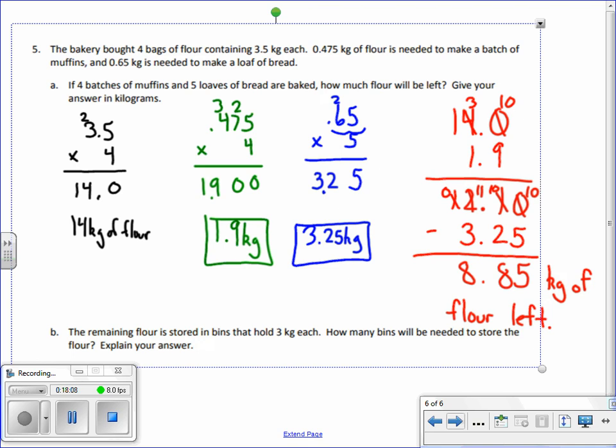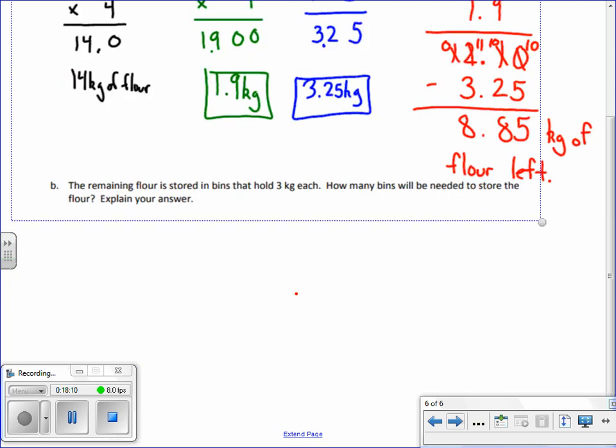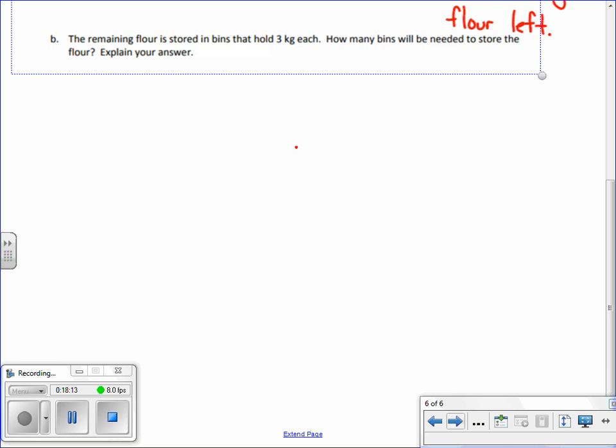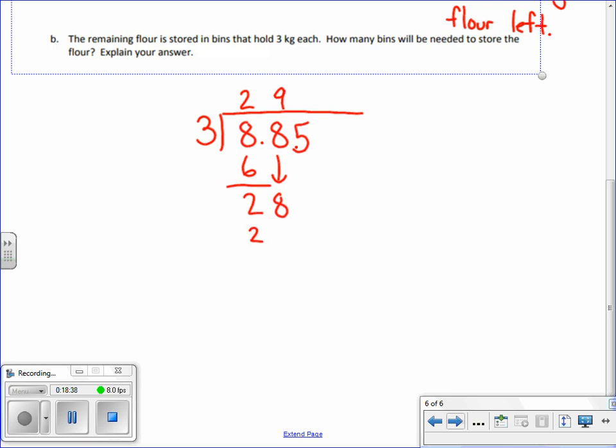And the next question says, the remaining flour is stored in bins that hold 3 kilograms each. How many bins will be needed to store the flour? So what we're going to need to do is take that 3 and divide it into 8 and 85 hundredths. 3 goes into 8 twice, which gives me 6. 2, 8. 9 times 3 is 27. 1, 5. 5 times 3 is 15. And we're done at our decimal point.